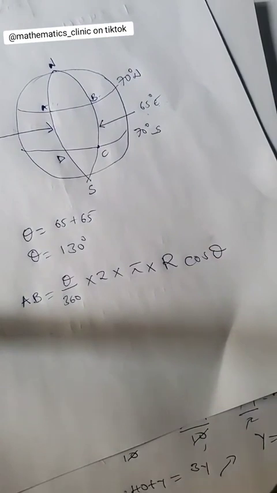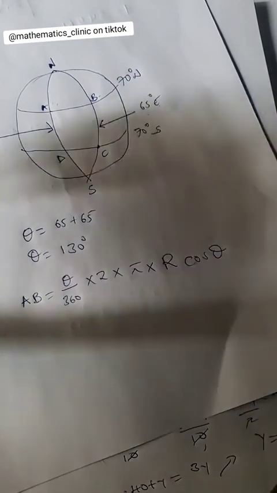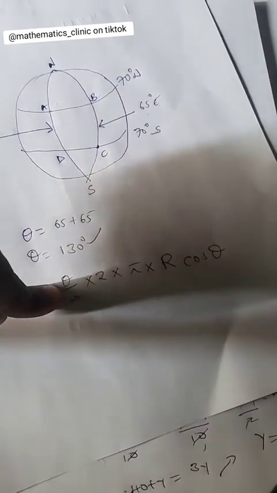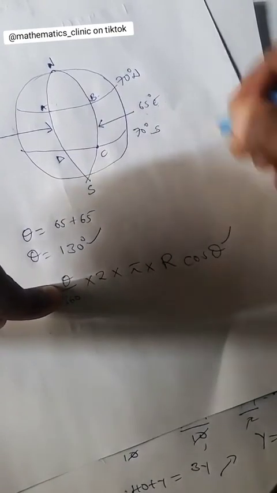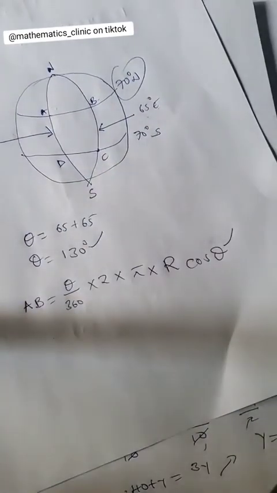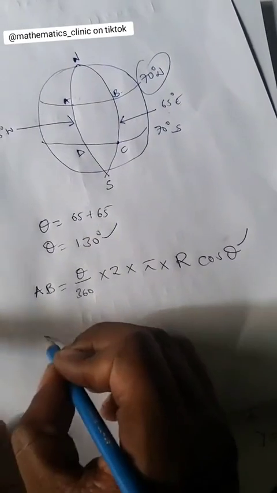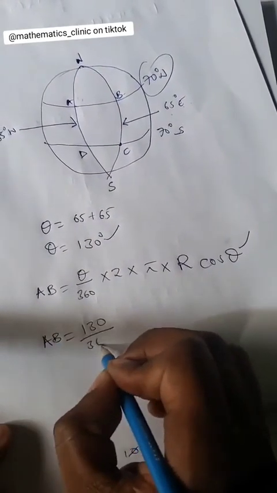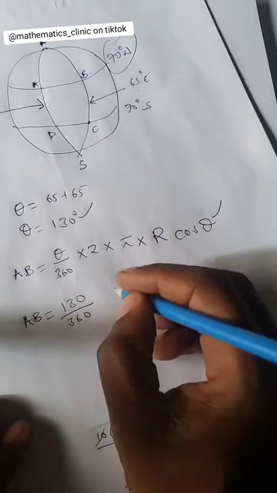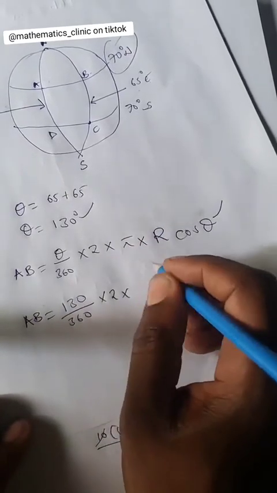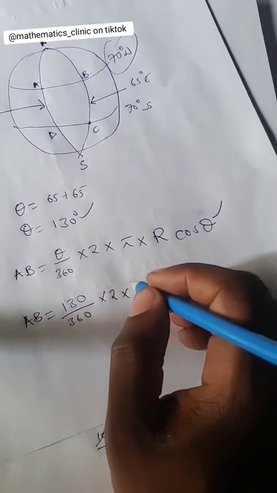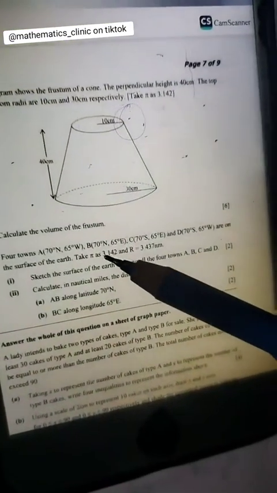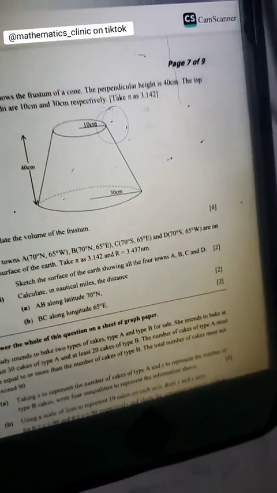But how is it that now we have two thetas? The theta here is the difference in longitude, and the theta in cos theta is the latitude. So AB is equal to 130 out of 360, times 2 times pi. We take pi to be 3.142.